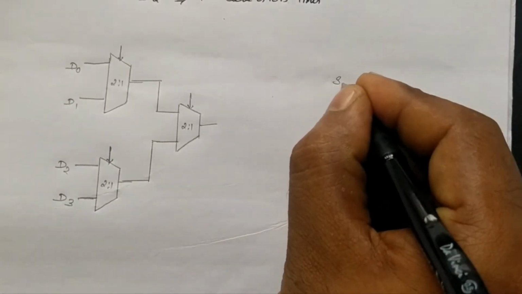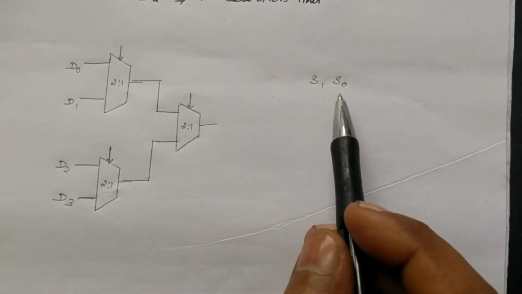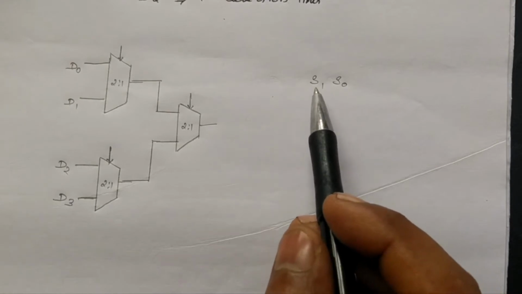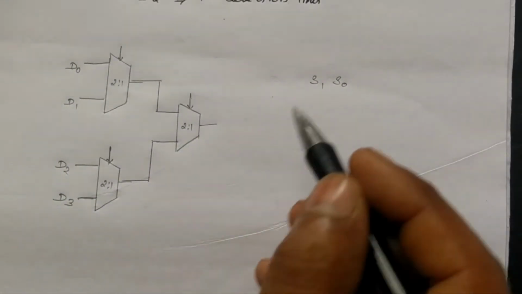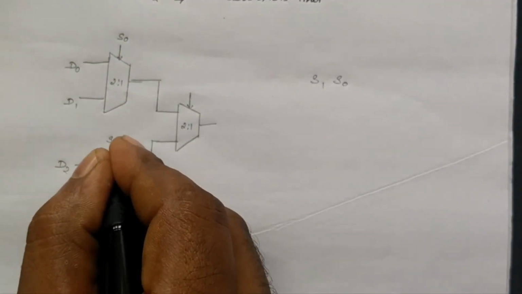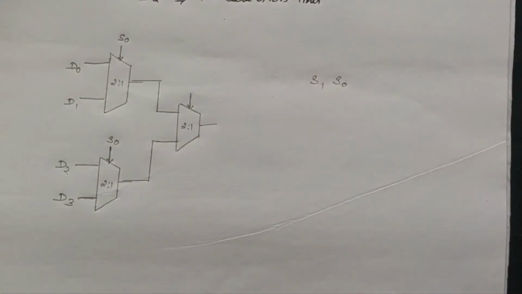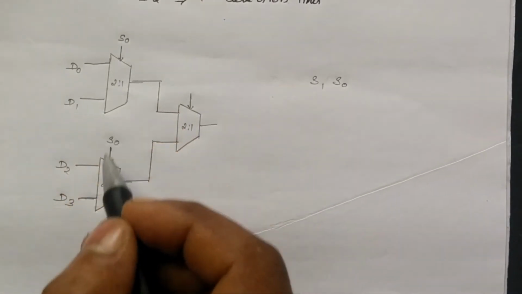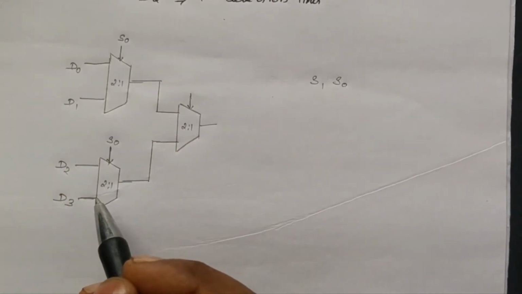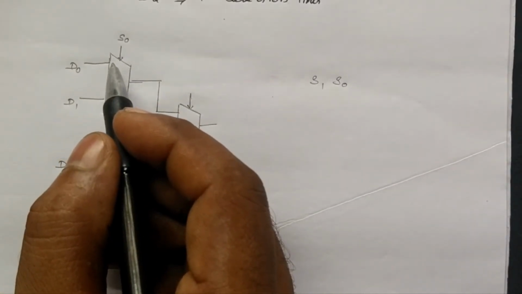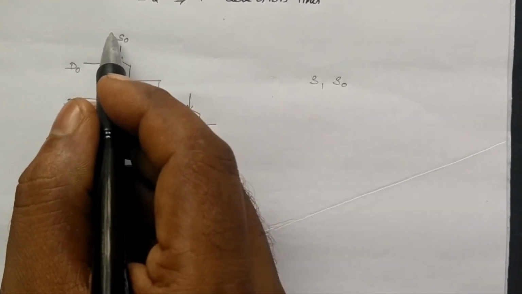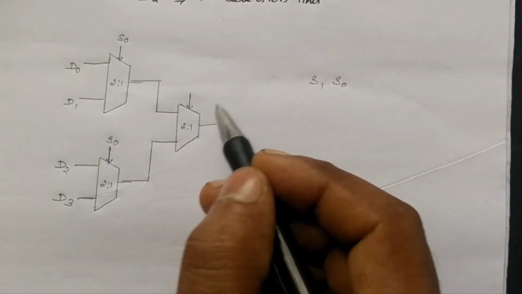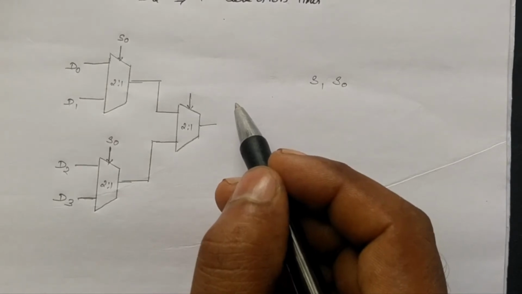So the important thing is how we will give the selection lines. Here we are having 2 selection lines, S0 and S1. S0 will have the least weight when compared to S1. Therefore, in the first level, we need to start with the least weight, so we go for S0. Likewise, the same selection line should be given to the first level. For example, if we are considering an 8:1 MUX, the first selection line should be S0 and the second selection line should be S1, and when we go for the next level, we need to go for the next highest weight selection line.